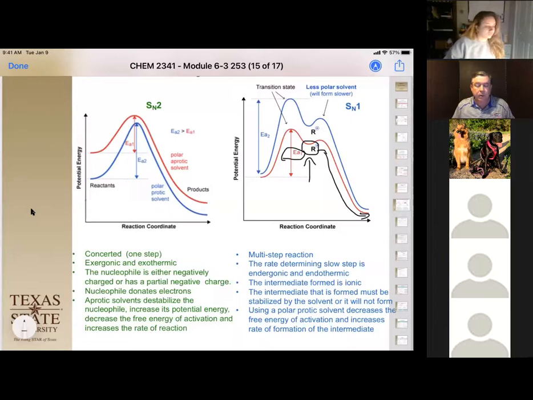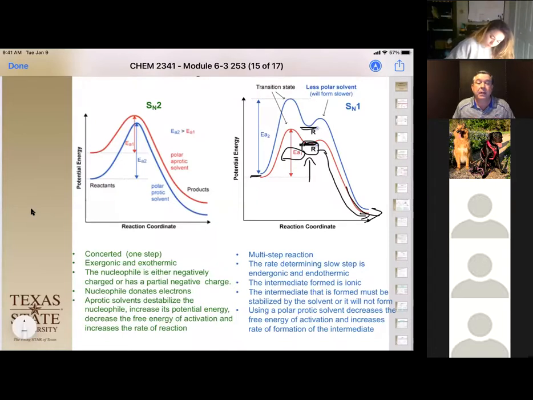In the Sn2 reaction, we're looking at this as exothermic and exergonic. It is spontaneous once you have enough energy to overcome that energy barrier. And in the Sn1 reaction, we're actually endergonic and endothermic to form the intermediate. The intermediate is higher in energy than the starting materials. So that first step is endergonic. That first step absorbs heat. Now, once that intermediate reacts, the net reaction is exothermic.